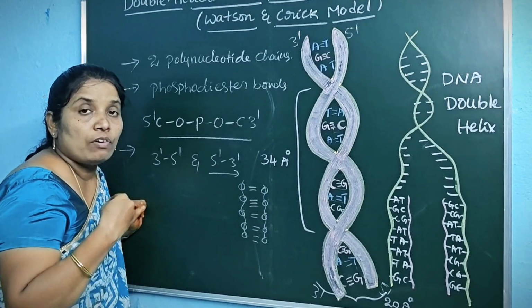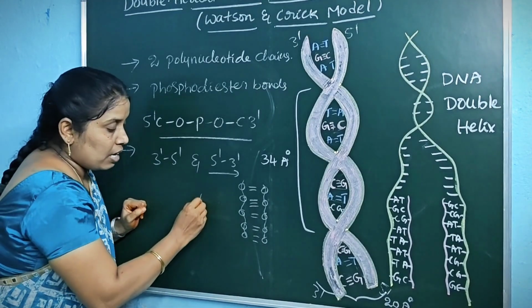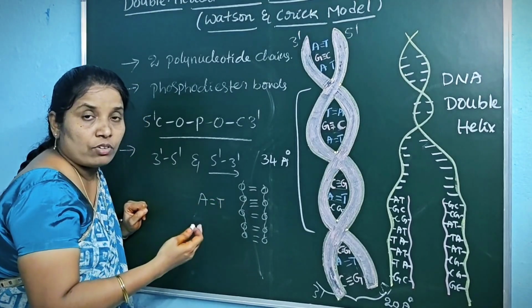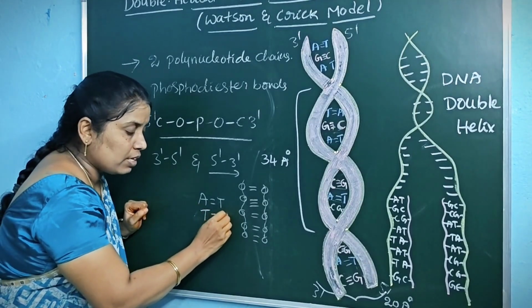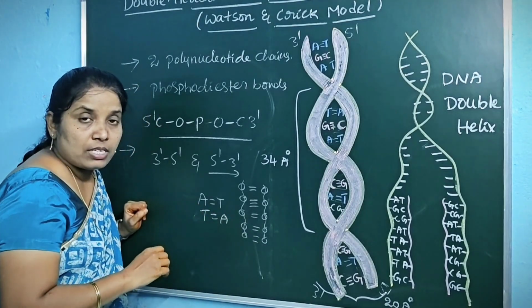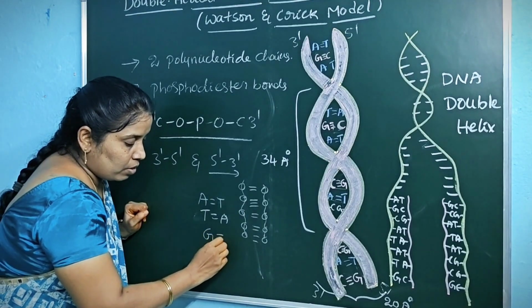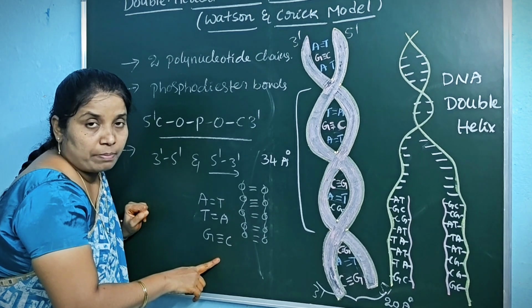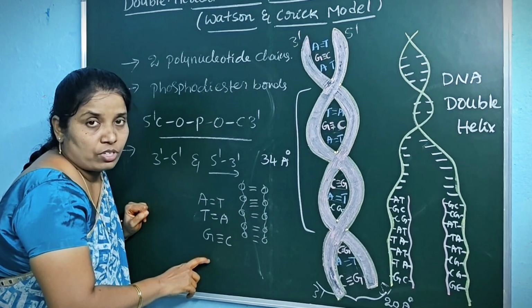One purine always binds with a pyrimidine. So for example, A always binds with the pyrimidine T with two hydrogen bonds, and vice versa, T always binds with A. Thymine always binds with adenine. G always binds with C with three hydrogen bonds, and vice versa. That means C always binds with G with three hydrogen bonds.